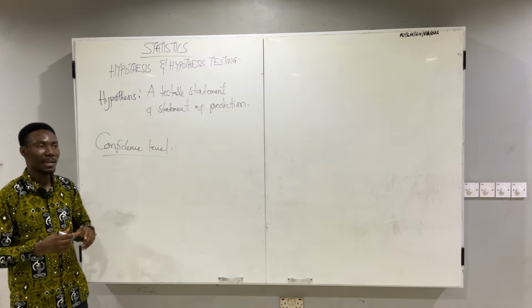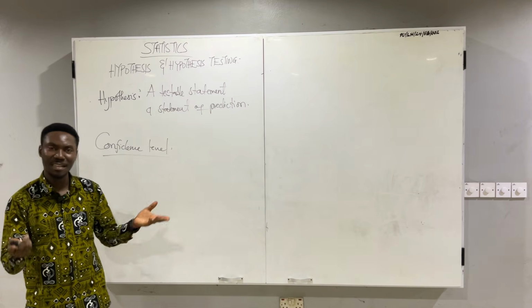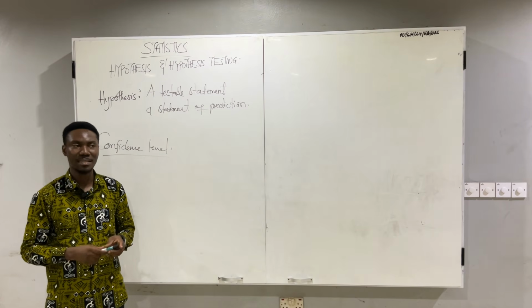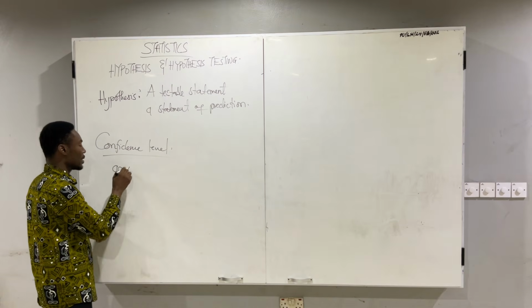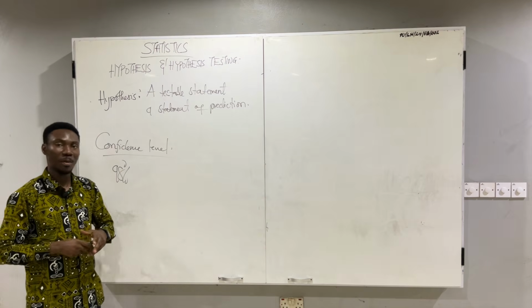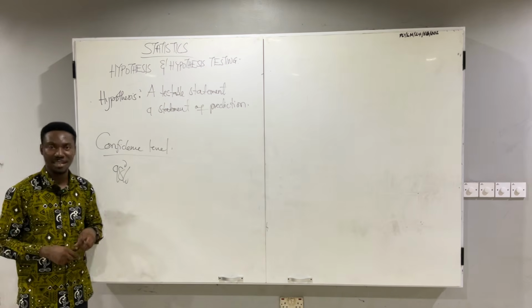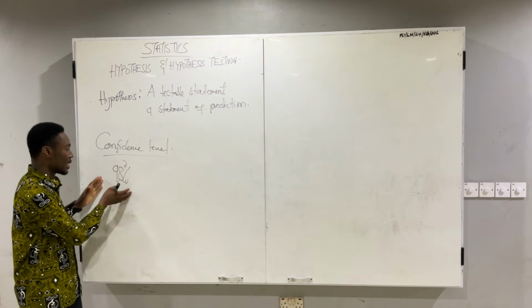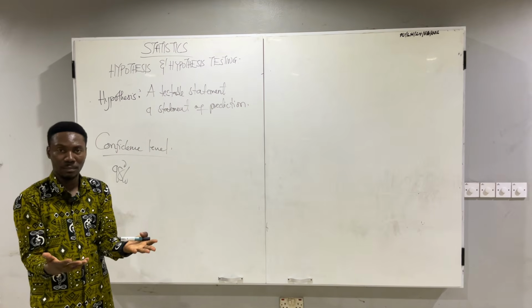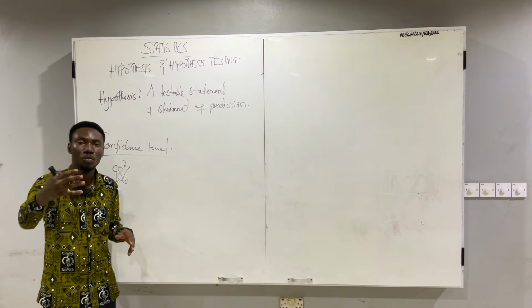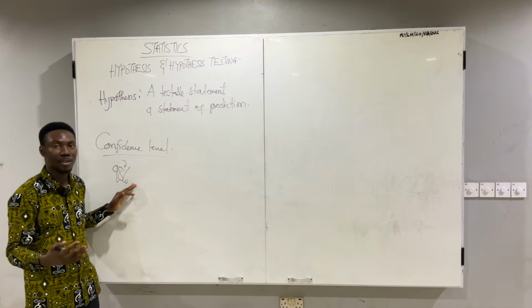Now, let me give you a practical example of confidence level. For example, you are going to do an exam, and I ask you, how confident are you in these exams? You can say, okay, I'm 98% confident. This 98% confidence is just telling us how sure you are, or more like the likelihood that you are going to pass the exams. So meaning you are 98% sure that you pass the exams.